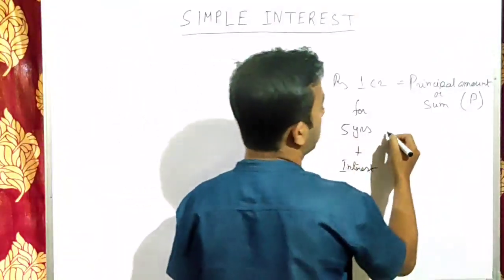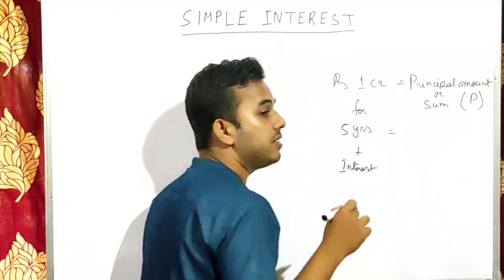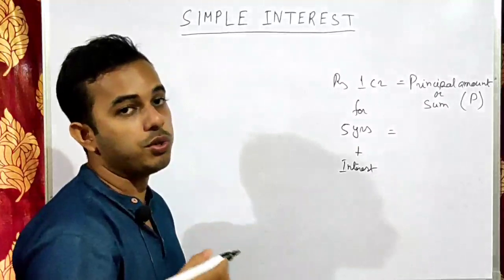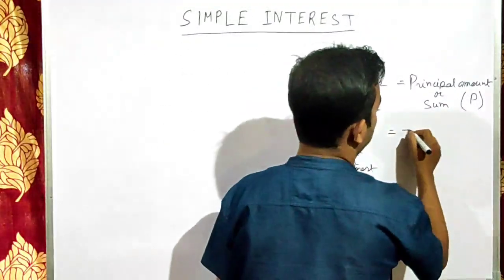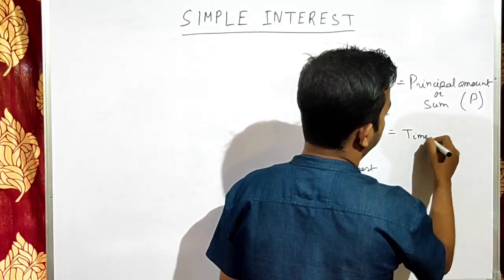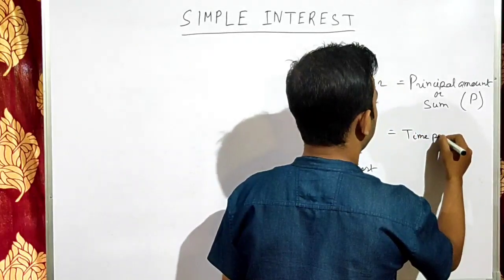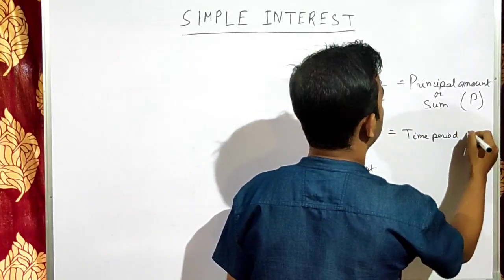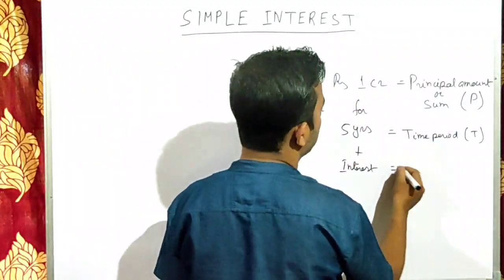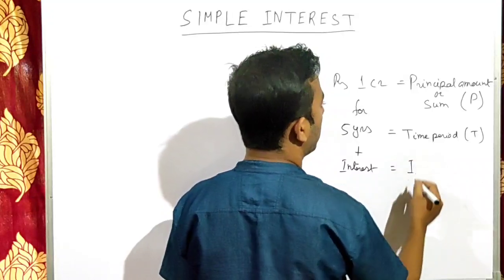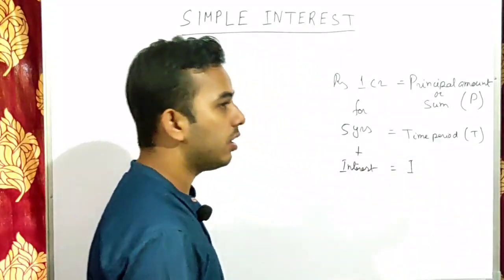Now this 5 years is a time period for which I have borrowed the money. This is known as time, or you can say time period, and this is denoted by T. And this is interest. Interest is denoted by I. Up to this clear?